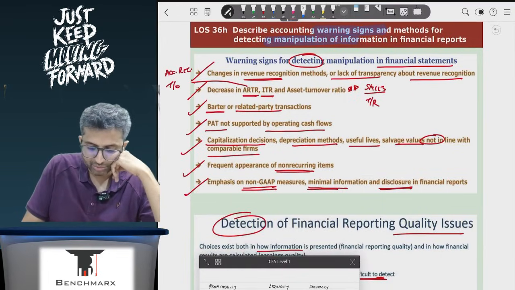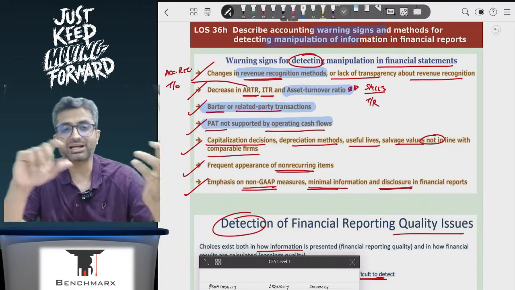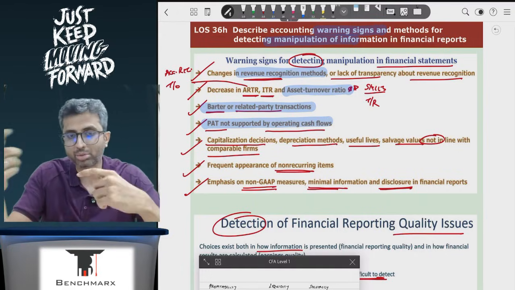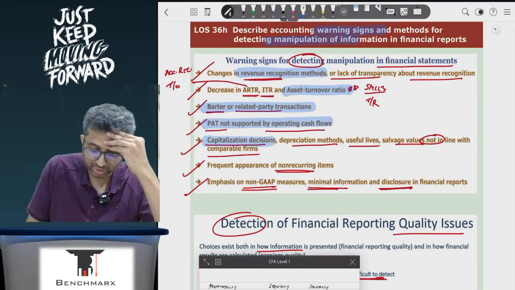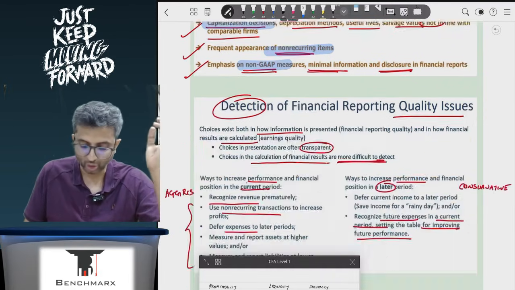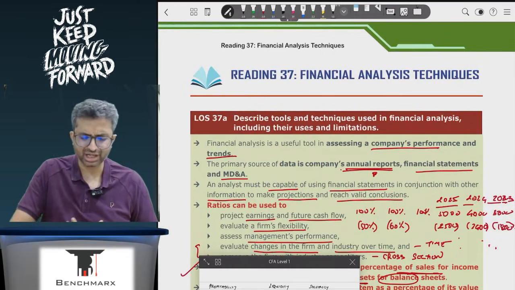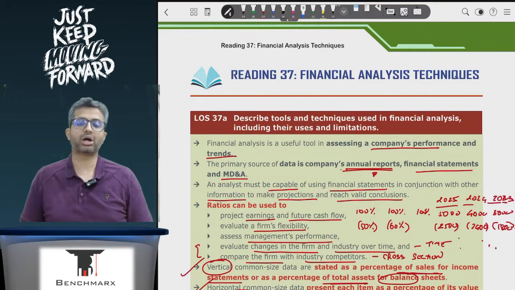If you keep frequently changing revenue recognition methods, or your turnover ratios change very frequently, or you enter into a lot of barter or related party transactions. Your PAT, as we discussed earlier, and cash flow from operations are not in sync. Like your PAT is growing, cash flow from operations is falling. Maybe you are booking fictitious sales. Questionable capitalization decisions, frequent non-recurring items, emphasizing more on non-GAAP measures. All of this is going to impact our financial reporting quality. So all of this is largely a theory-based, analytical assessment.